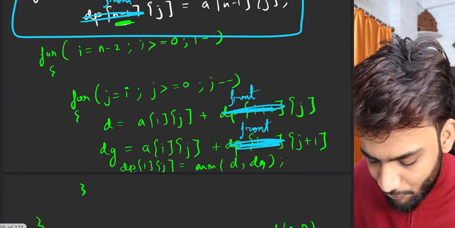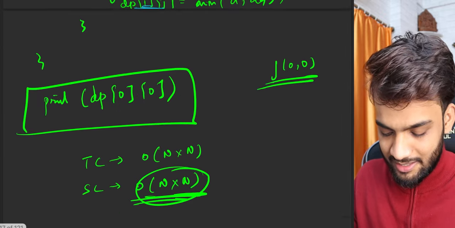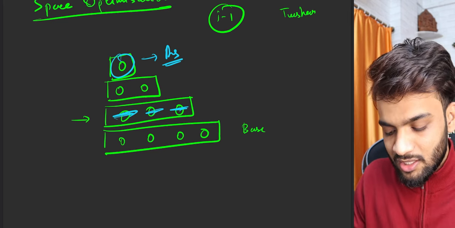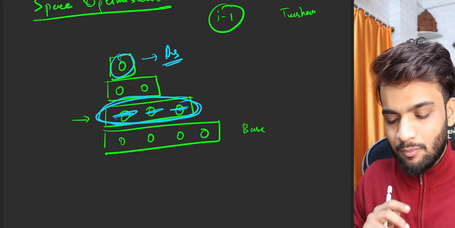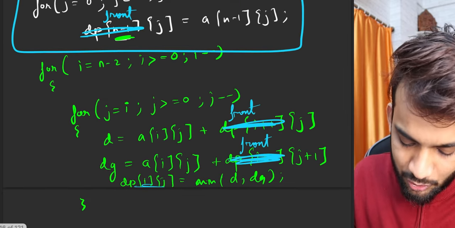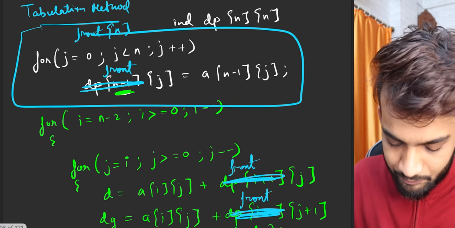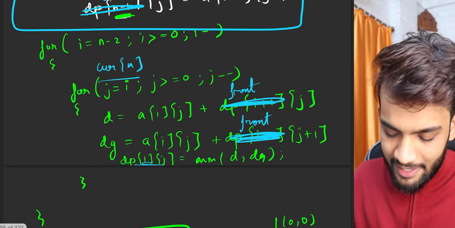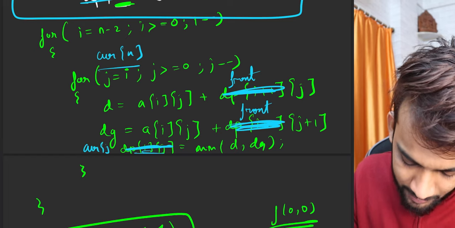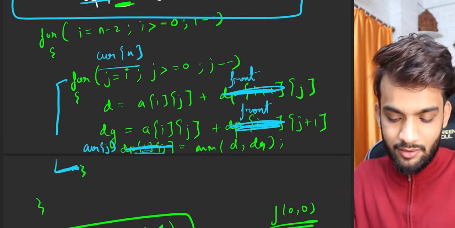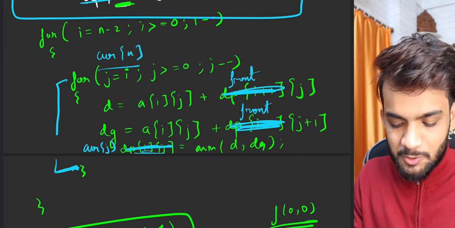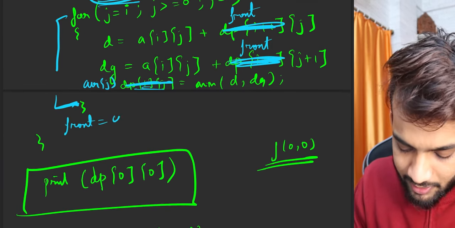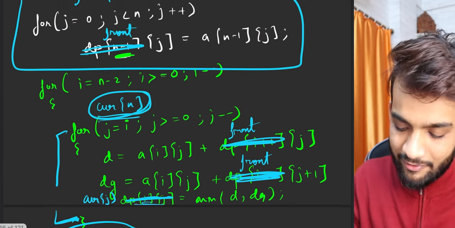Now instead of carrying dp of ij, because dp of ij means this, this, this, what you do is create just this particular row. Just create one more row, the current row. You can create a lesser size, but I'll just take it as curr. And instead of dp of ij, you'll write curr of j. Once the entire row has been created by this for loop, this current becomes the front for the next i, because i goes minus minus.